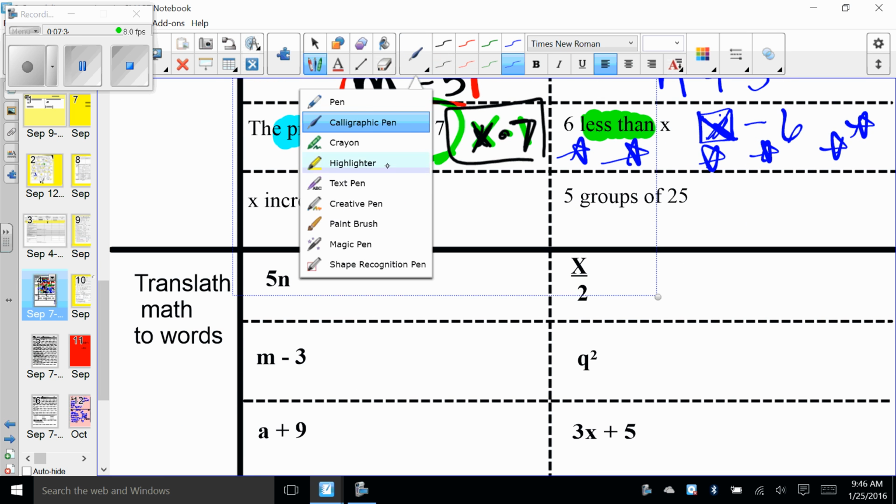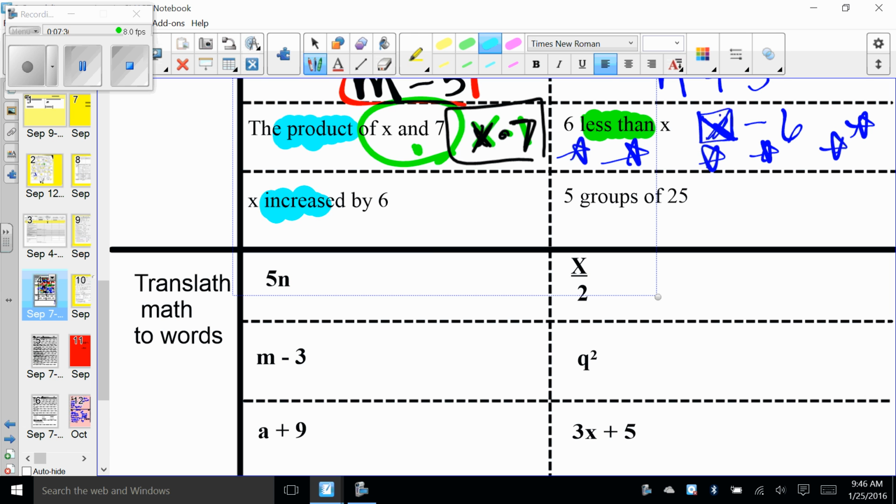All right, guys, next problem here. We have the word increased. In math, the word increase means to add. We would want to always increase our bank account, right? That's a good thing. We're adding to our bank account. So it's an addition sign. So we have x plus 6, or an increase of 6.